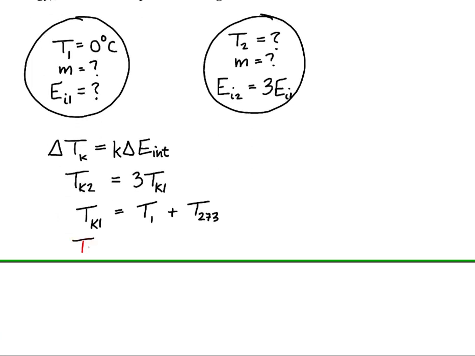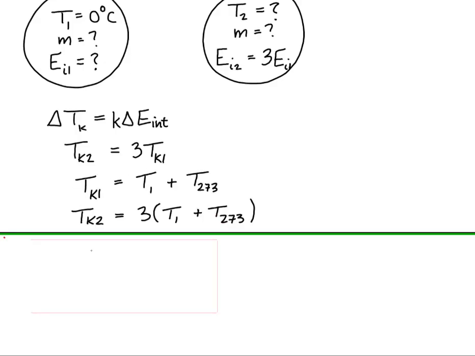So this means that the temperature of the second flask in Kelvin, being 3 times the temperature of the first flask because it has 3 times the internal energy, I am going to say 3 times the temperature of the first flask in Celsius plus 273 Kelvin. Now that we have the temperature of the second flask in Kelvin, we're going to need to convert this back to Celsius so we could answer the question.